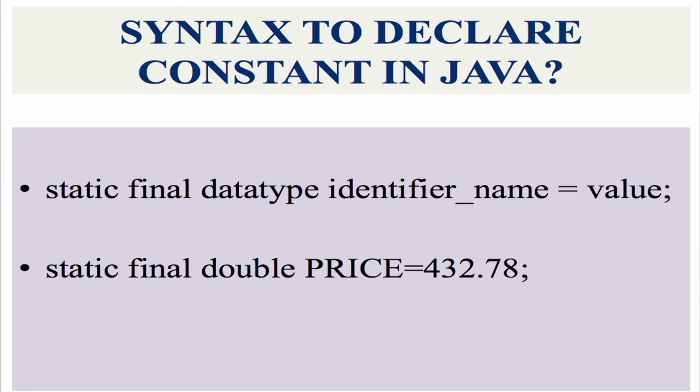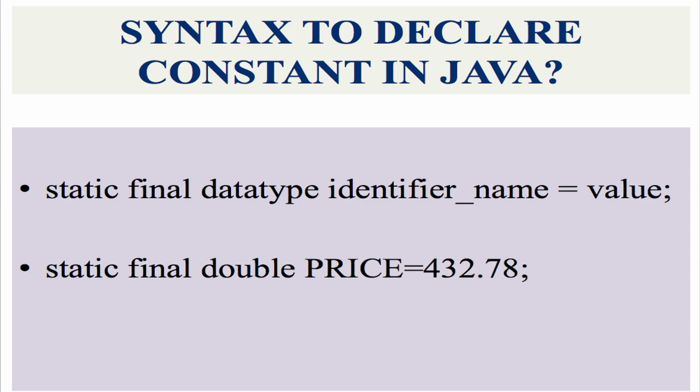First of all we have to write static, then we will write final. So static and final are used simultaneously. And then the data type, it may be integer, float, character, and the identifier name is the variable name, meaning the constant variable name. So always it will be in capital letters.